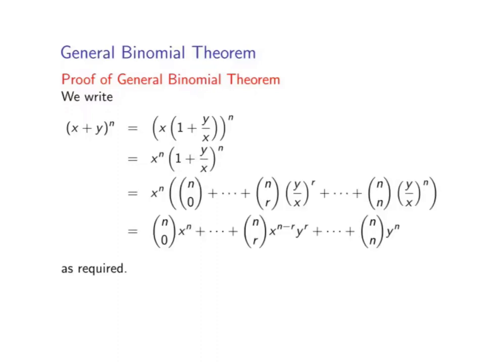And according to the previous formula, we have this right-hand side binomial expansion. And after we distribute the x^n to each of the terms here, we get this expansion, which is the same as the right-hand side of the formula we came across before for (x + y)^n. Therefore, we also proved that that formula is correct.